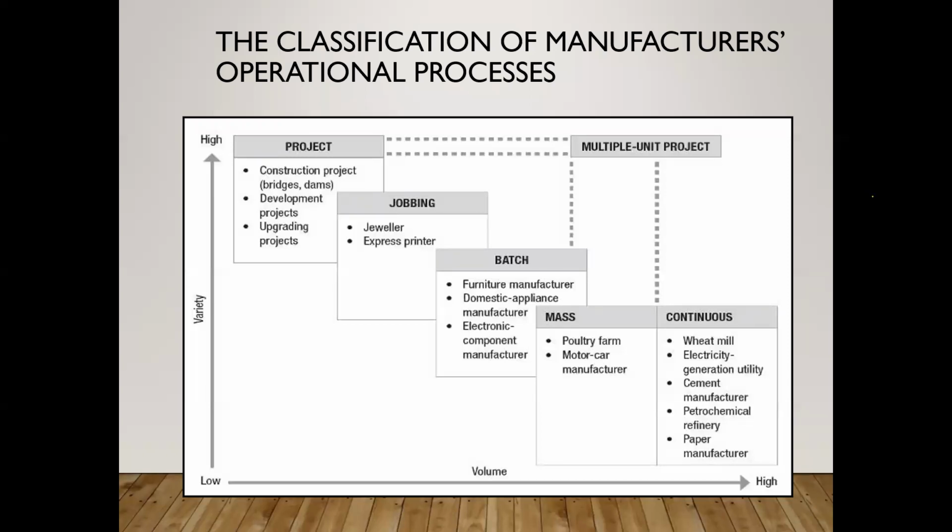So the dotted lines are what is being referred to as multiple unit projects. Some processes could be project and also continuous, whereas it could be project and batch. All right. So there could be a multiple unit project as well.